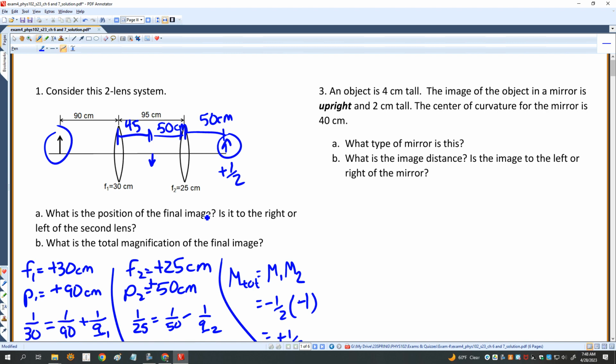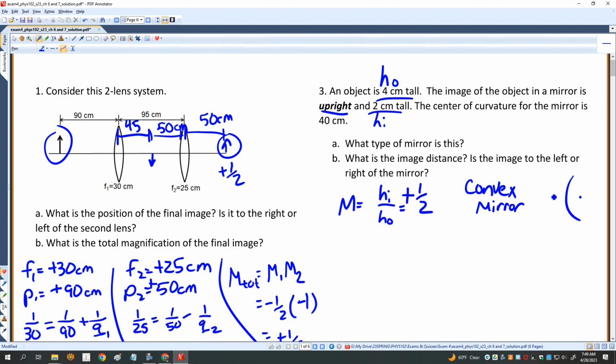An object is 4 centimeters tall. That's the height of the object and the height of the image. So the magnification is HI over HO, which is 2 over 4, or 1/2. And then I also know that it's upright, so I know that that magnification is positive 1/2. That should tell me that I have a convex mirror. So that if I have an object here, then my image looks like that. So that's the first answer.